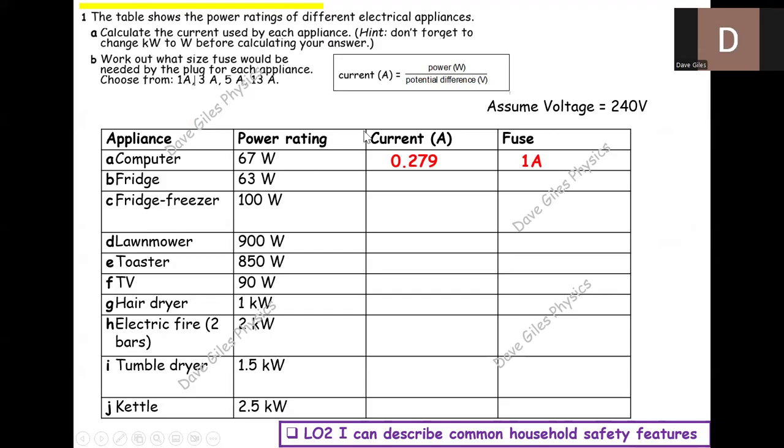So the power rating is 67 watts for the computer. So the current is 67 divided by 240, which is 0.279. You want a fuse which is bigger than that, so the next one up is 1 amp. I'll give you a moment to try the rest, and I'll put the answers on.